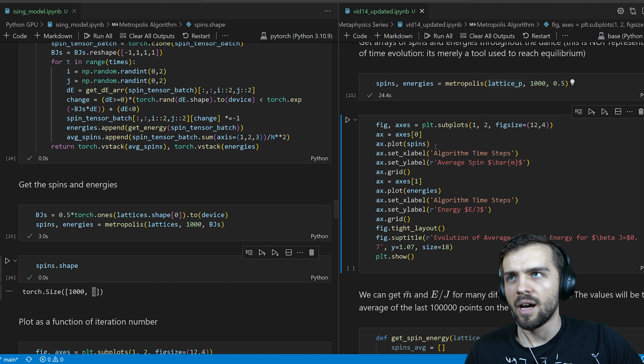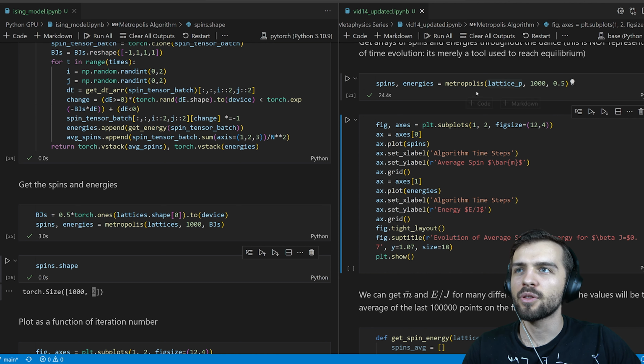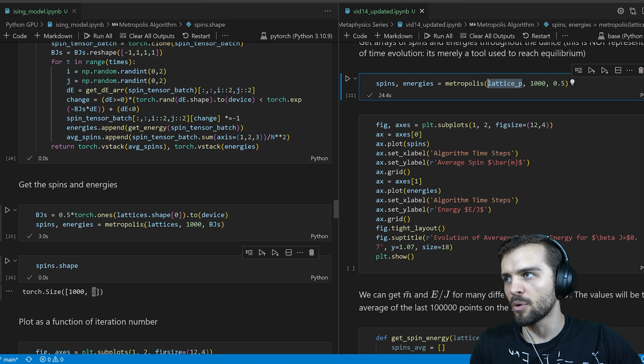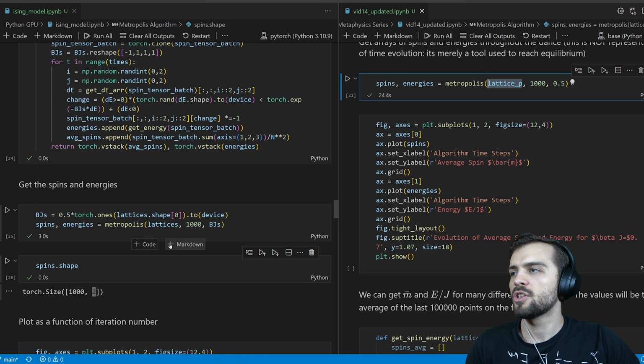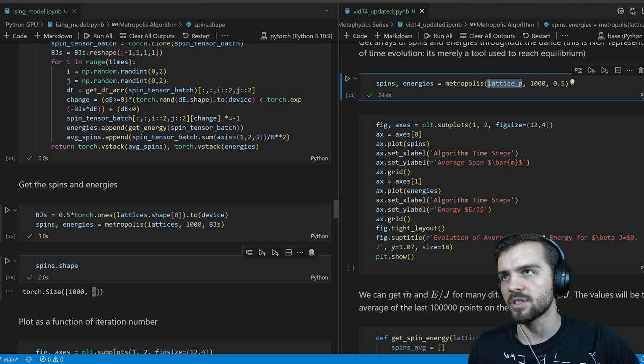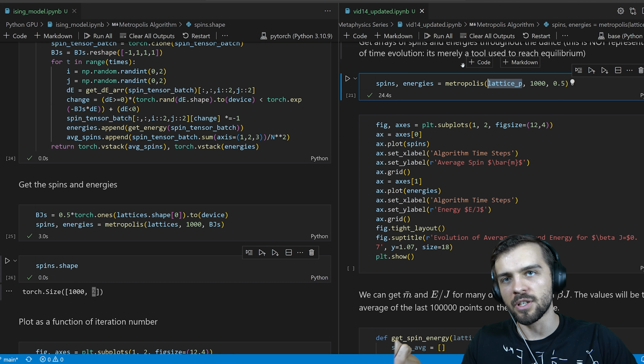Whereas here, you'll note that this took quite a bit longer to run. This took about 24.4 seconds as opposed to 3. The other thing you should notice is that here there was only a single lattice, and here I was running both lattices at the same time. So this one here is easily greater than 10 times faster, about like 15 times faster using the GPU than the CPU for this particular algorithm.